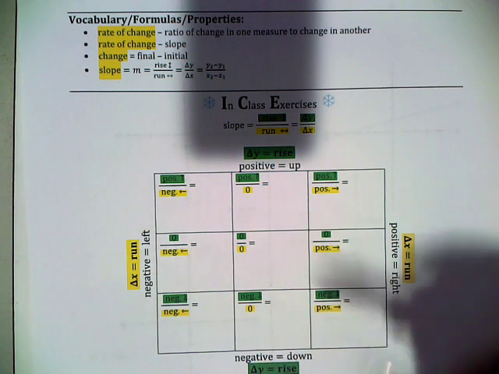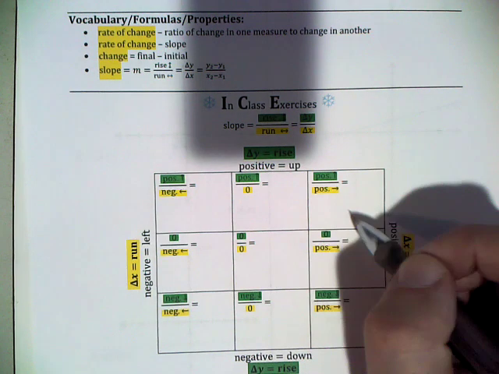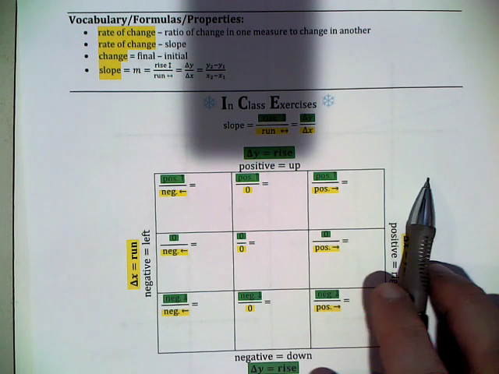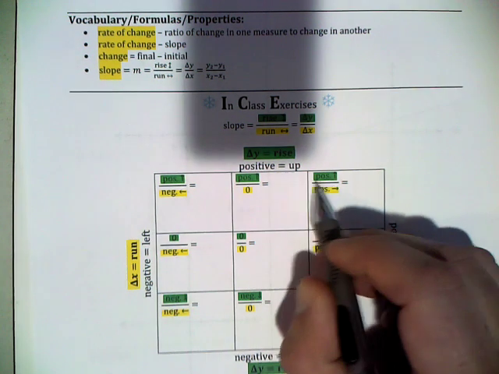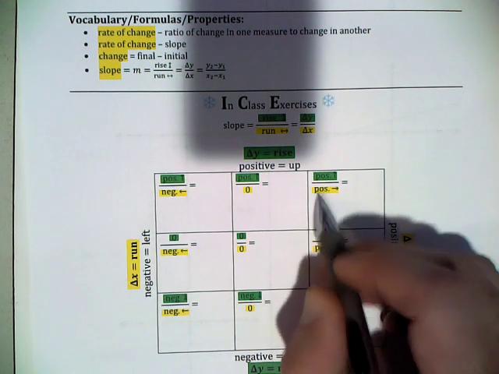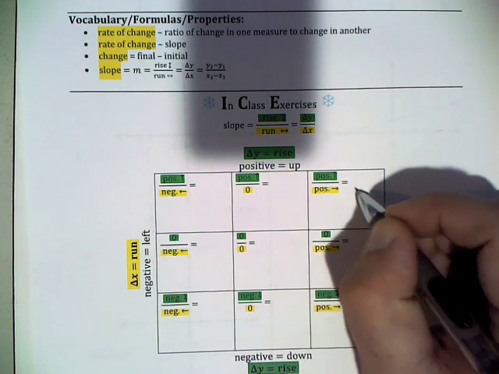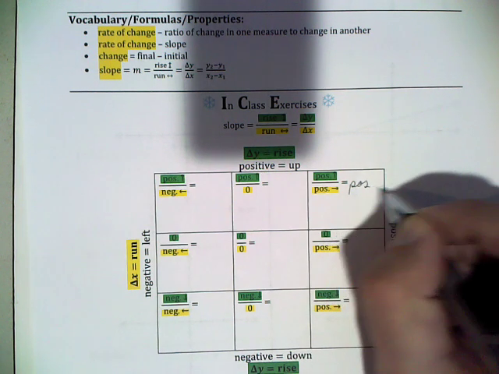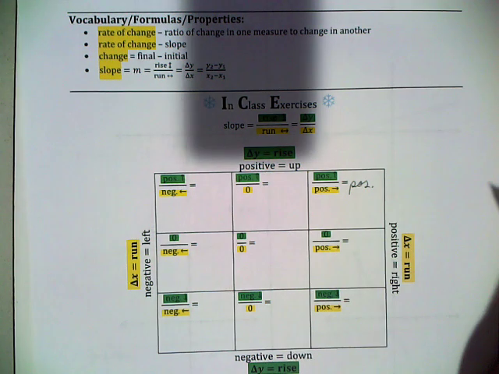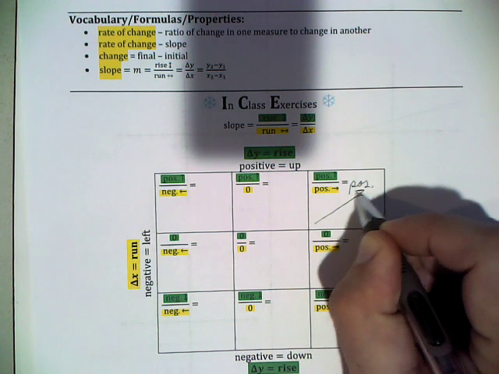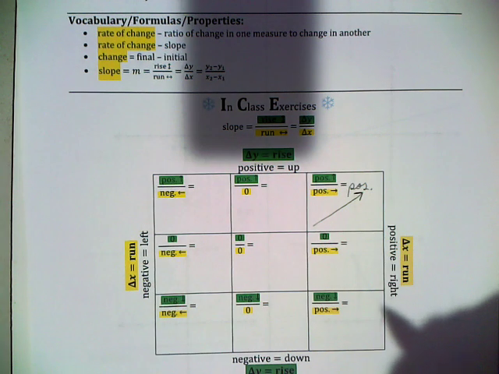So let's take a look here. We're going to start in the top right corner. So top right, so we're going up and right. So up is a positive and right is also a positive. So if you have a positive over a positive, that's going to give you a positive answer. And so if our line is moving up and right, that's a positive.